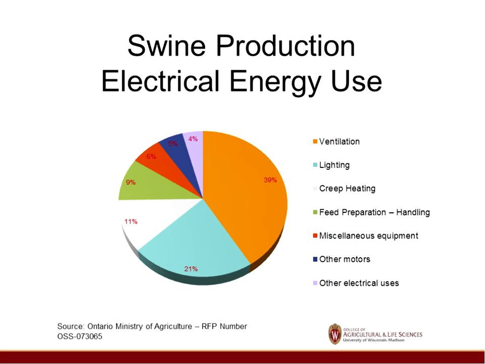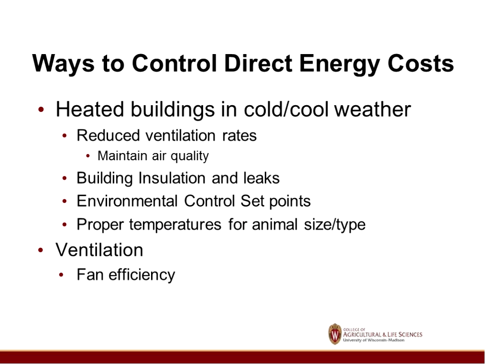So when we look at the costs for swine production, this is out of Canada again, 39% is ventilation. 21% was lighting, which we talked about in December. We've got creep heating, about 11%, and then we've got miscellaneous stuff. So three quarters of this is the environmental conditions, either lighting or heating, and roughly half of this has to do with heating in this case.